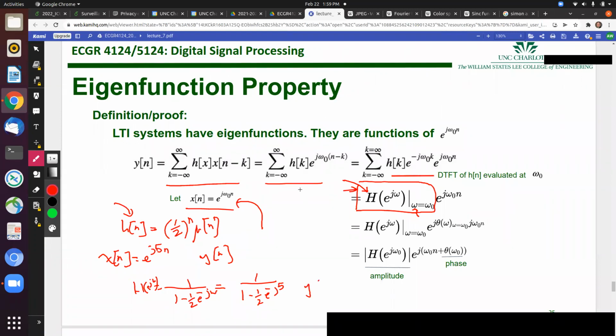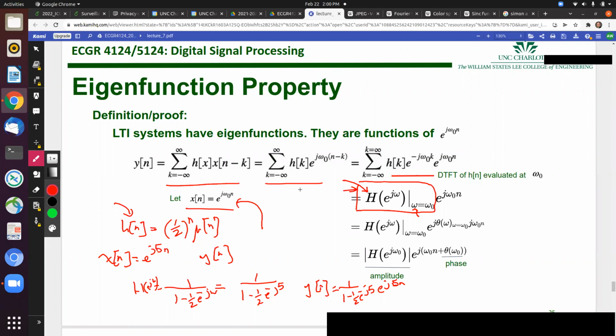So y of n, I could just simply write this. y of n is equal to 1 over 1 minus 1/2 e to the minus j5 times e to the j5n. That's technically right. Now, if I wanted to simplify things, say I were to ask you for the phase of the output, then I have to do more work. Or say I wanted you to find the magnitude of the output, I'd have to take this complex number and convert it into magnitude and phase. And then the magnitude would multiply the magnitude of the input, which is 1 here, and the phase would add with the phase.